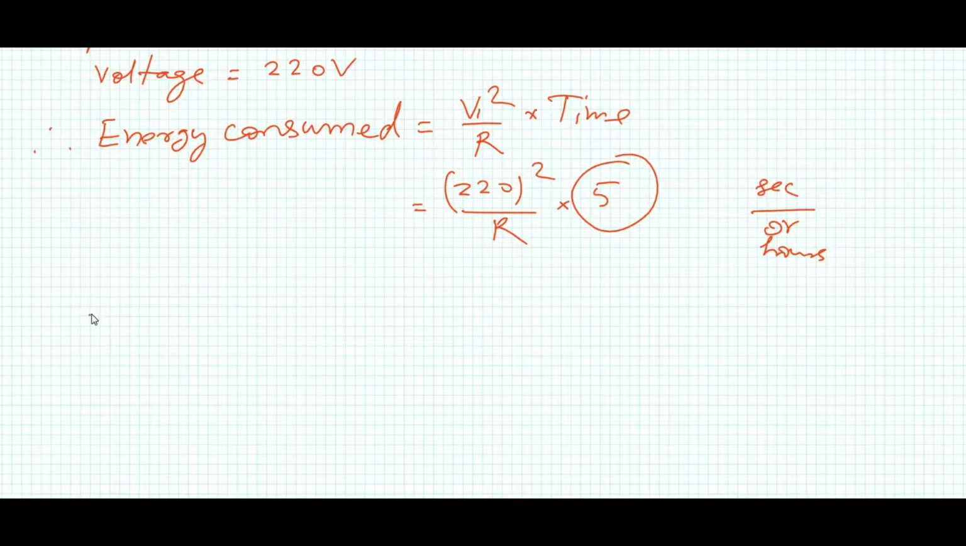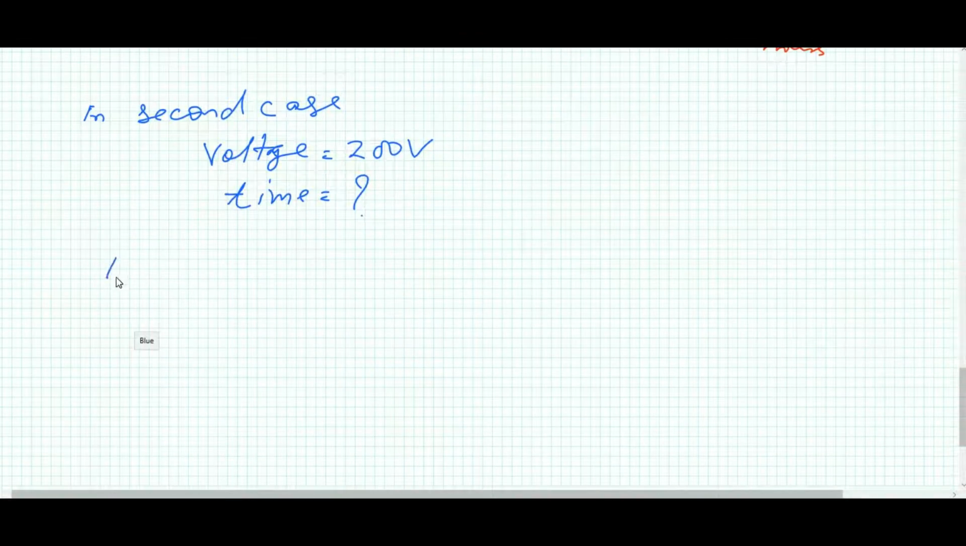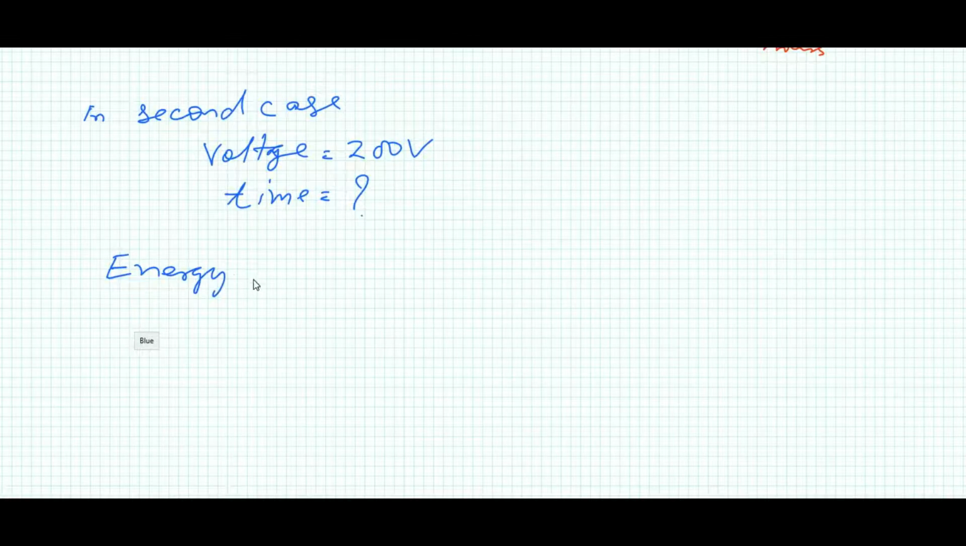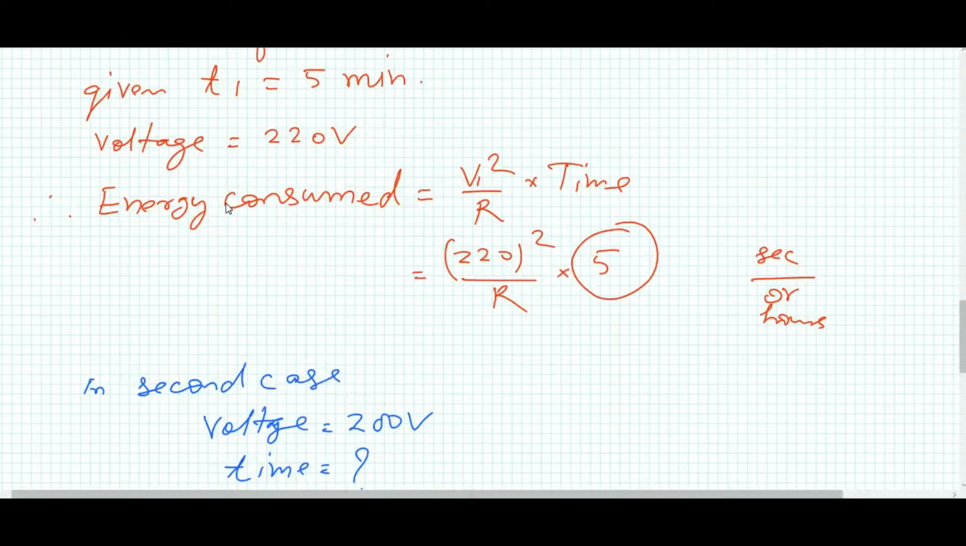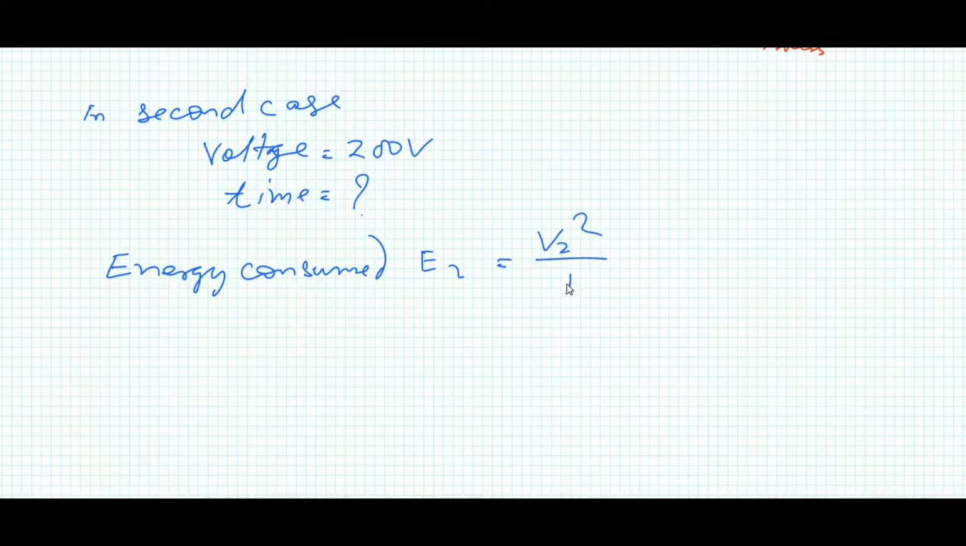Now in the second case, voltage equal to 200 volt, resistance is same, and time equal to, we have to calculate, right? Therefore energy consumed E2, here this is E1, equal to V2 square by R into T2, right? So V2 is 200 volt, R is same because the electric kettle is same, and T2 I have to calculate.